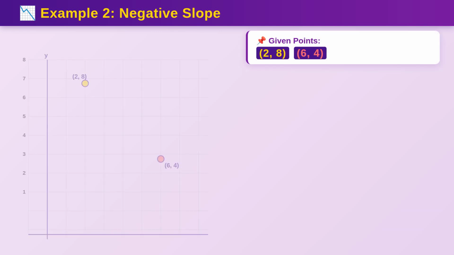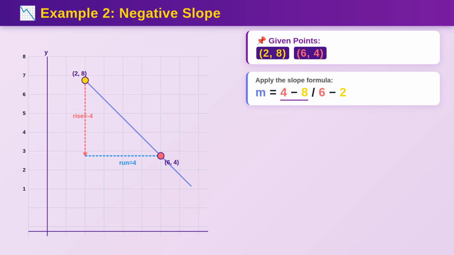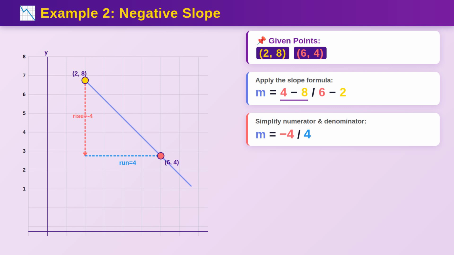Now Maya tries a trickier one, a negative slope. The 2 points are (2, 8) and (6, 4). Let's label them. x1 is 2, y1 is 8, x2 is 6, y2 is 4. Into the formula. m equals (4 minus 8) over (6 minus 2).